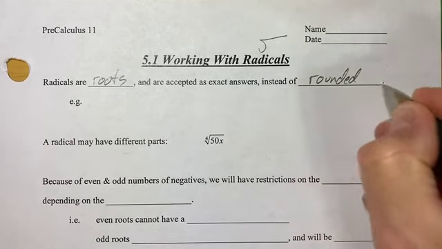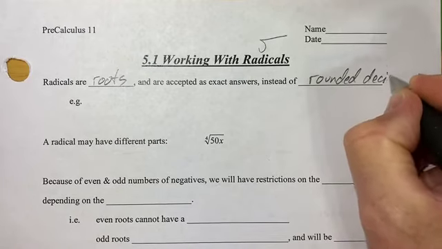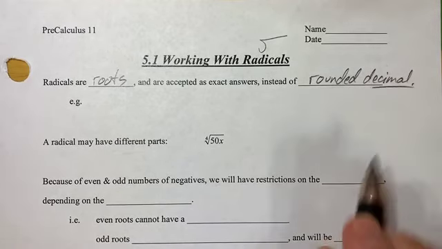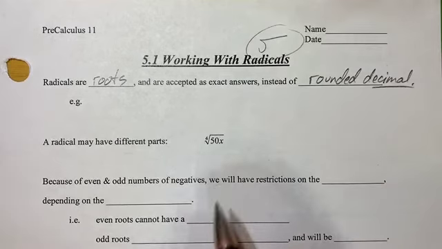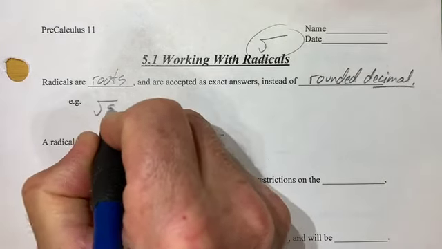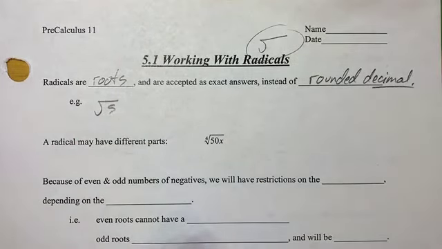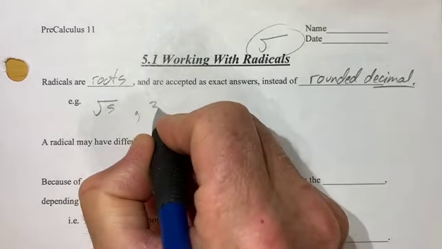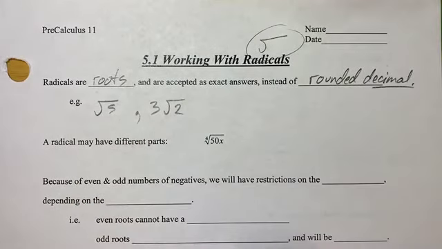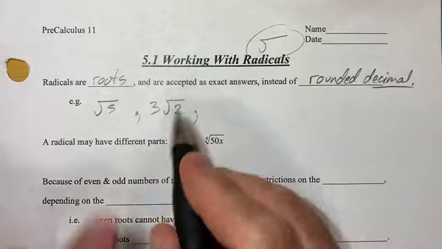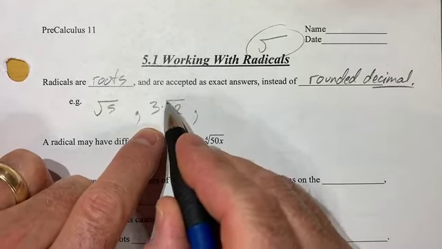Decimals that go on forever, that's not really exact. But if they say leave it as exact, they mean leave it as a square root. So for example, square root of 5 is exact. The decimal equivalent goes on forever. 3 times the square root of 2 is exact. Now careful, this is 3 multiplied by the square root of 2.